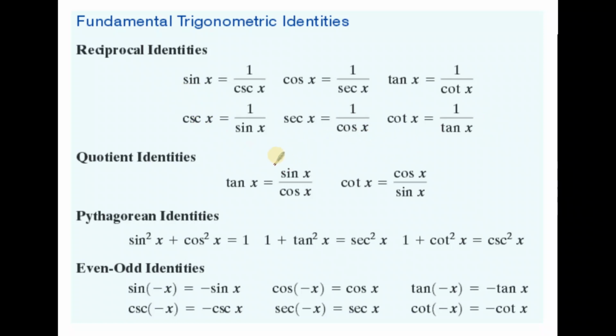Okay, then we move on to our quotient identities. We have tangent is sine over cosine, and being the reciprocal, cotangent, we can ultimately just flip that, and that would give us cosine over sine.